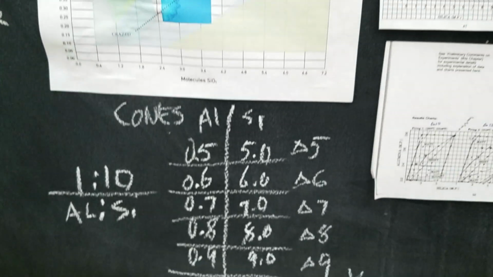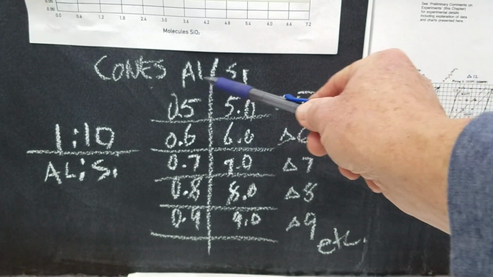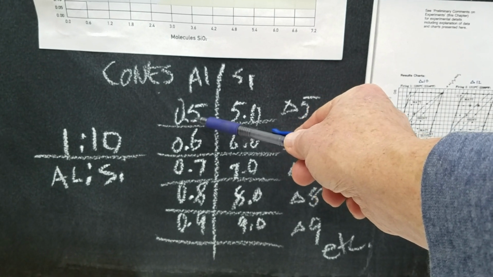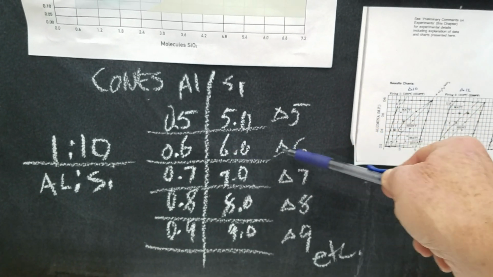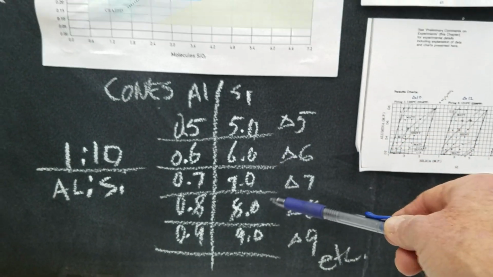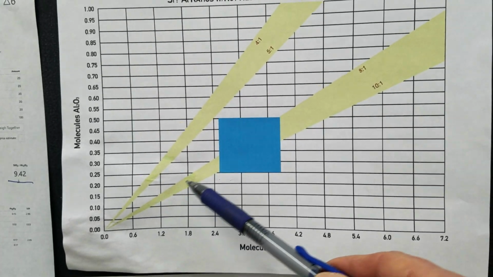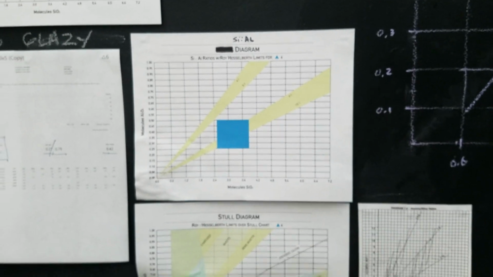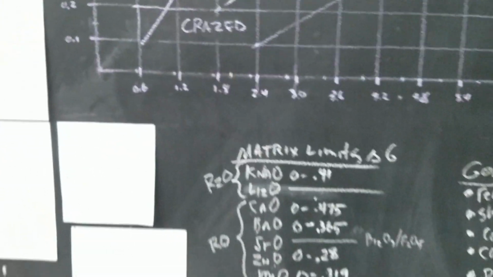So now what I will talk about is cones. I don't know if you know how cones were developed, but they had an alumina silica ratio of 1 to 10. So 0.5 alumina, 5 silica was cone 5. This was cone 6. So you can see a pattern there. So that went up the 1 to 10 line. And alumina controls the heat. Okay? So I just thought I'd throw that in there because we don't have enough to do.